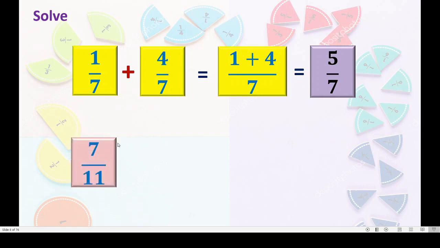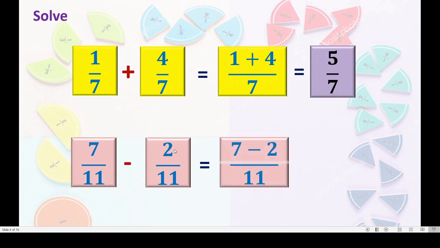Okay? Now 7 upon 11. 7 pieces are there out of 11. From them we are going to take away 2 more. Yes, from 7 parts we have taken 2 parts. How many remain? 7 minus 2. Correct? That is 5. Right? 5 parts remain out of 11 parts. Got this, children? Here the denominator is 7 and here the denominator is 11. That is the same for the full sum. Okay?